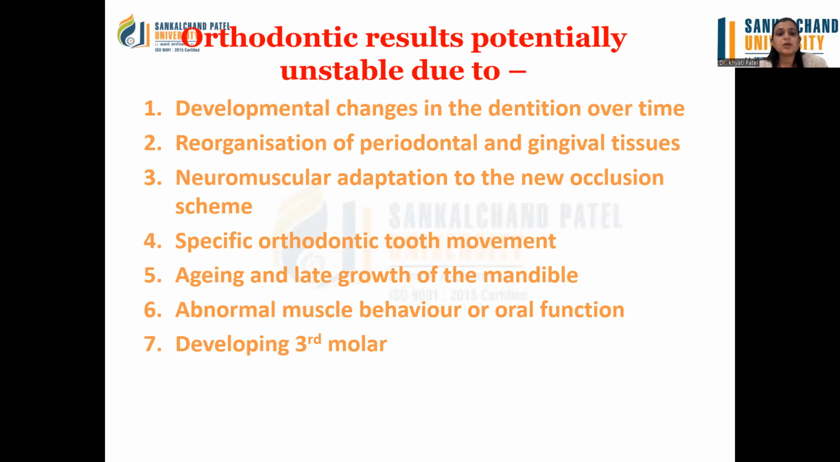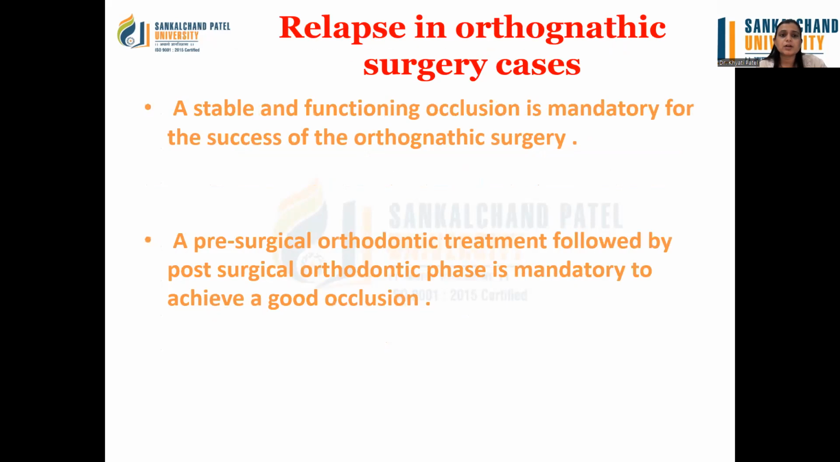Then second is the reorganization of periodontal and gingival tissue. Neuromuscular adaptation to the new occlusion. Specific orthodontic tooth movements, like severely rotated teeth correction. Aging and late growth of the mandible. Abnormal muscle behavior or oral function and development of the third molar. Sometimes relapse in the orthodontic surgical case is also very important to take part in orthodontic treatment.